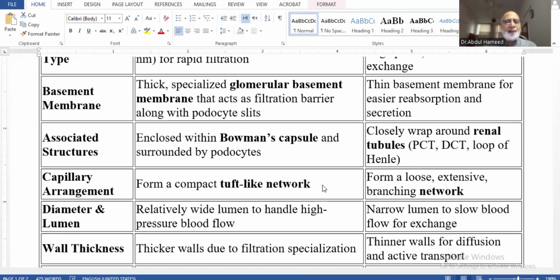So capillary arrangement: the glomerular capillaries form a compact tuft-like network. But the peritubular capillaries form a loose, extensive branching network. Diameter and lumen: glomerular capillaries have a relatively wider lumen to handle high blood pressure flow. And in the case of peritubular capillaries, the diameter is quite narrow because there is a requirement for slow blood flow for easy exchange.